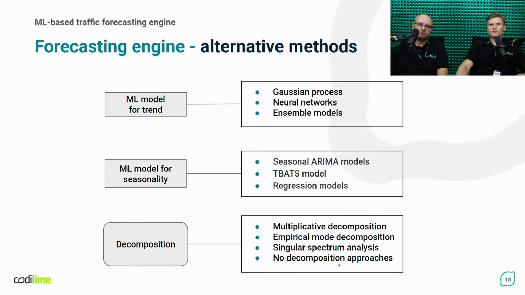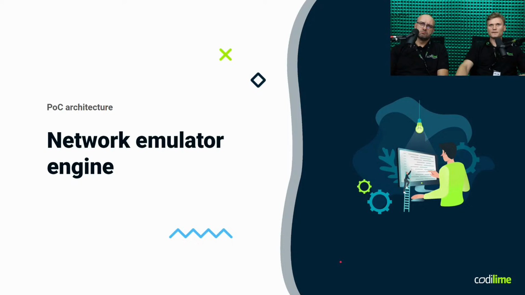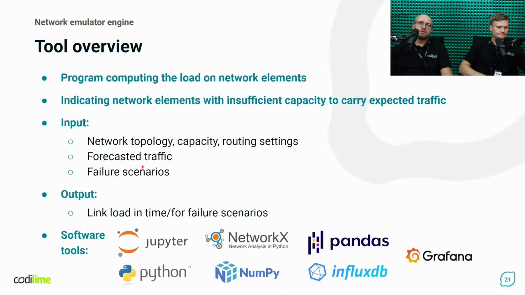As I said, we forecast each traffic flow for a given forecasting horizon, and such forecasts are inputs for the network emulator engine. So the basic data we have is the forecasted traffic conditions for the future. So the next step is just to use the network emulator engine. This is a piece of software whose main objective is to compute the load on particular network elements and to indicate those with insufficient capacity to carry expected future traffic.